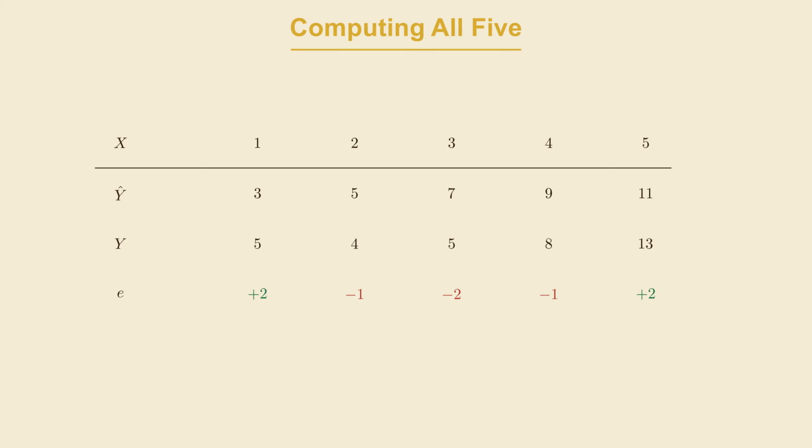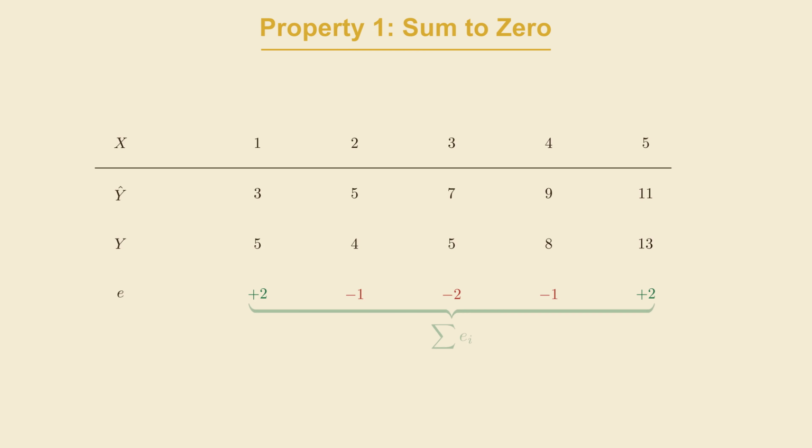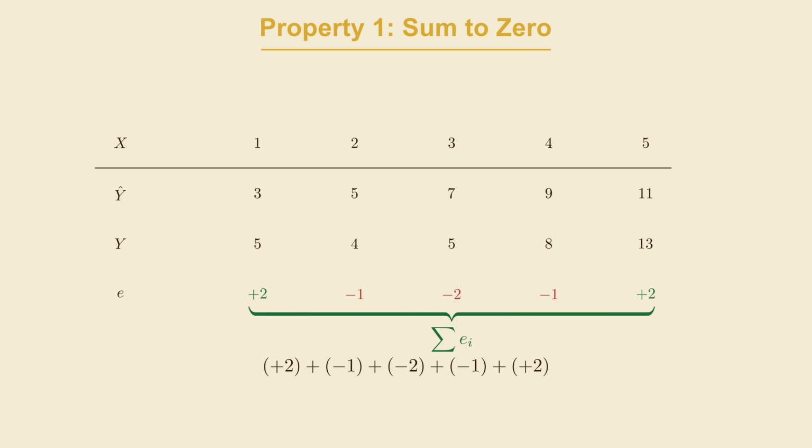Now here's where it gets interesting. These residuals have two properties that hold for every OLS regression with an intercept, and they're not accidents. They fall straight out of how OLS picks the line. The first property is that the residuals add up to 0. Look at ours. Positive 2, minus 1, minus 2, minus 1, positive 2. If we add them up, we get exactly 0. And this is always true. The positive misses and the negative misses end up balancing perfectly. That's actually the same fact that we used last time.